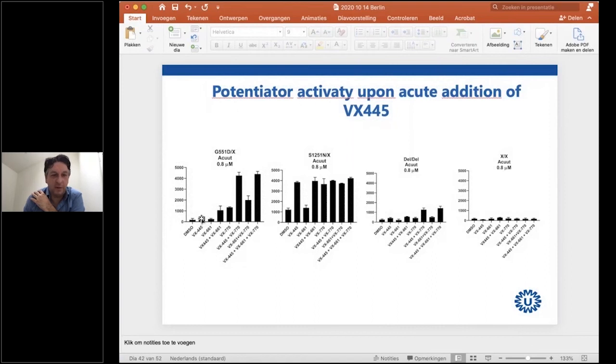We also see, if you look at combinations of two potentiators, so 445 used in combination with the known potentiator VX770, that the combination is very strongly synergistic as well for certain mutations. So it shows that even for people who only have gating mutations and no corrector or trafficking mutation, who may not benefit fully from ivacaftor, which is already on the market for gating mutations, you may also think about using Trikafta as a treatment to really boost the potentiator activity.